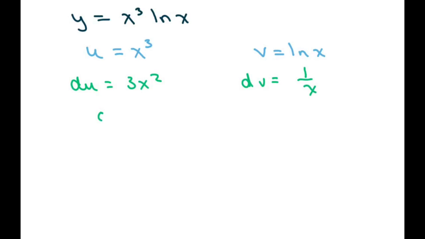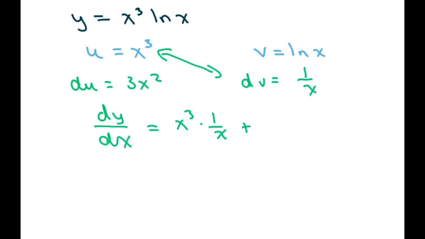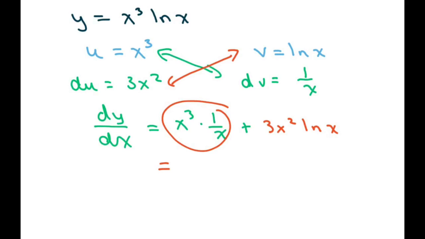So the derivative of y with respect to x, I'm going to multiply these two. So you get x cubed times 1 over x plus, then I'm going to multiply those two. And I get 3x squared times ln of x. And simplify this. This just equals x squared plus 3x squared ln of x.